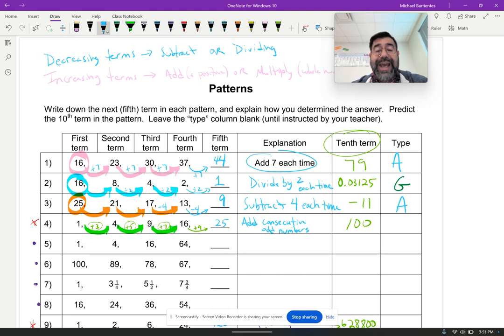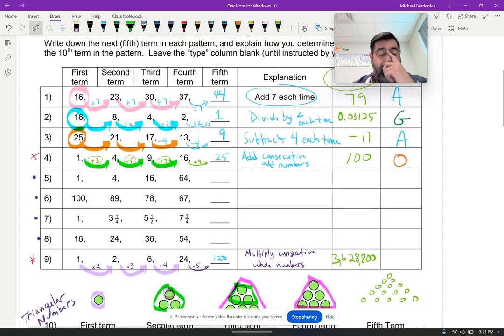Number 4, we're adding consecutive odd numbers. So we're adding, it could be arithmetic, but we're not adding the same number. We're adding consecutive odd numbers, different numbers. So this is one of those other. So you see the difference between number 1 and number 4. Both of them are adding, but one of them is adding the same number every time. One of them is adding different numbers different times.